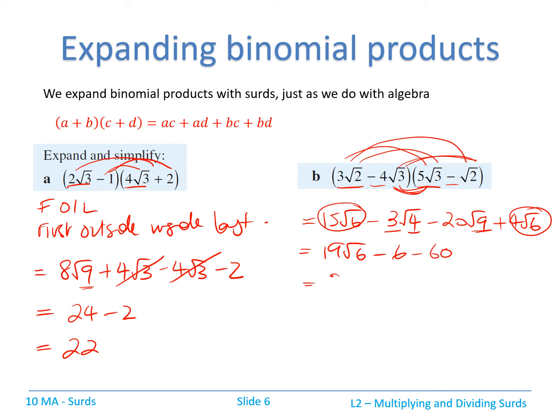So here we end up with 19 root 6 minus 66. And we just leave it like that. We can't do anything else. You can't add them together because there's no like surds. So that's it simplified.